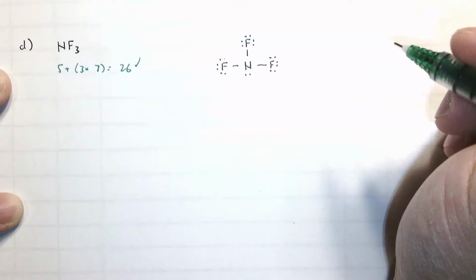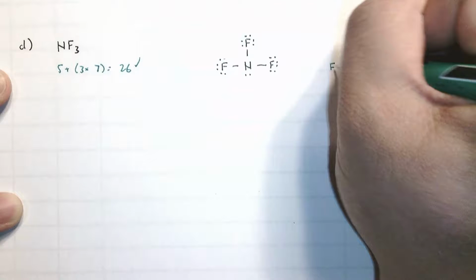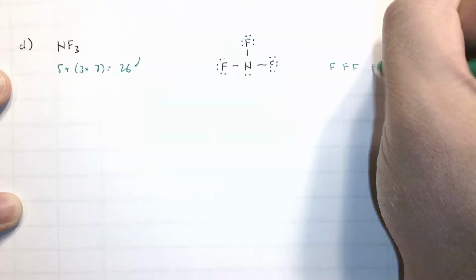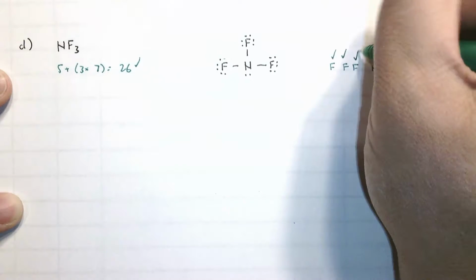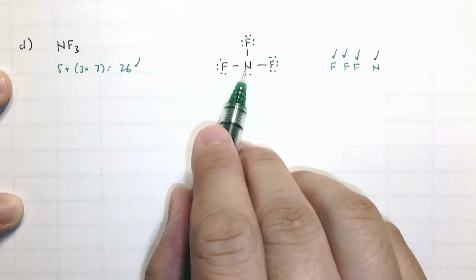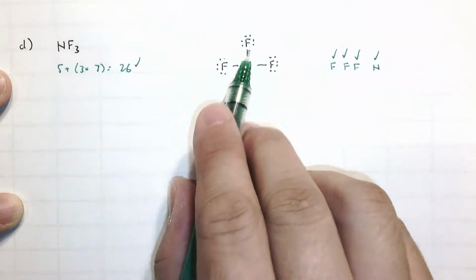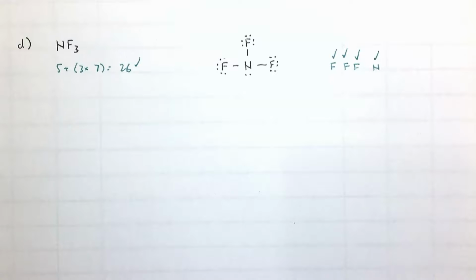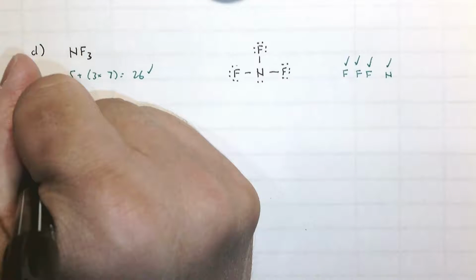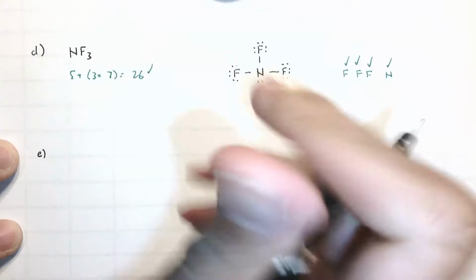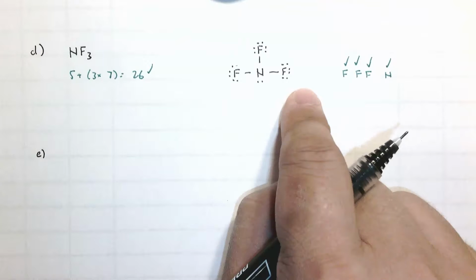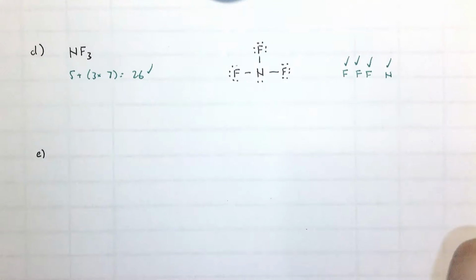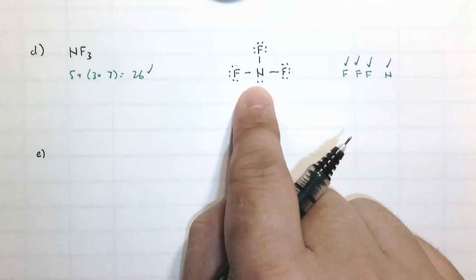26 electrons total, and the F, F, F, and the N all satisfy the octet rule. Even nitrogen: 1, 2, 3, 4, 5, 6, 7, 8. Here we didn't have to shift any electrons, so we don't have any double bonds or triple bonds. After we put the central atom, the single bonds, and all the other valence electrons, we were good. There was no need to shift electrons because all of them fit the octet rule.